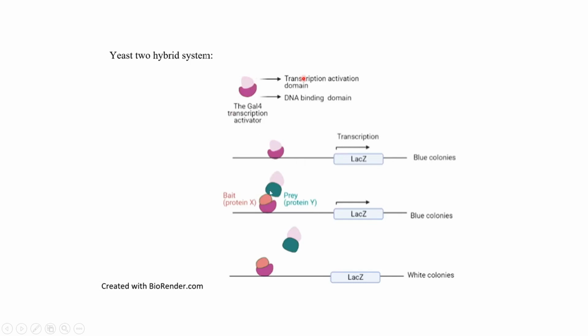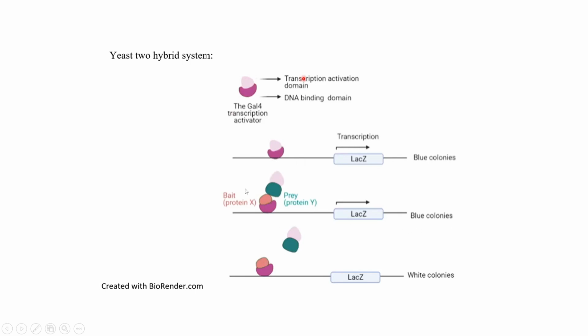Okay, so now the transcription activation domain and the DNA binding domain of GAL4 are separated and an individual protein is bound with each subunit. So when these two proteins are close enough, that is, when these two proteins interact with each other, this transcription activation domain will come closer to the DNA binding domain of GAL4. And in that case, we will get the blue colonies by transcribing the LacZ gene.